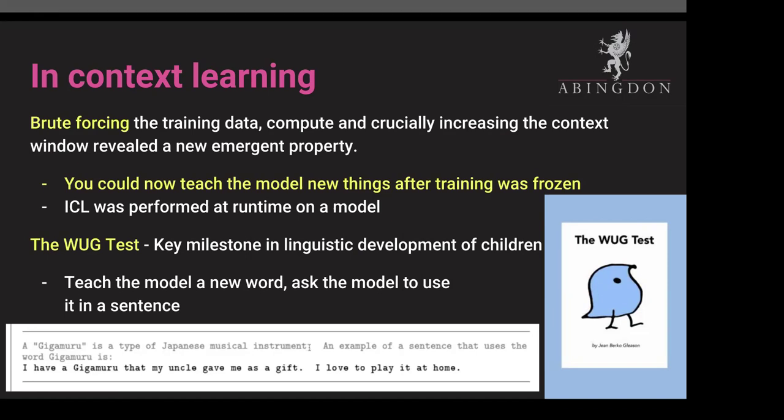One thing they did do at this stage in GPT-3, I think, was something called the WUG test, which is a milestone in linguistic development for children, whereby you teach the child, or in this case the AI, a word that's completely made up. So you take a word like gigamaroo, and you say to it, "A gigamaroo is a type of Japanese musical instrument. An example of a sentence that uses the word gigamaroo is:" and it says, "I have a gigamaroo that my uncle gave me as a gift, and I love to play it." So this is amazing, because obviously gigamaroo was not in the pre-training, but it's able to actually produce this kind of output.